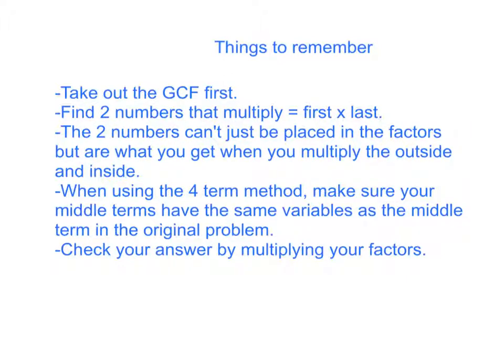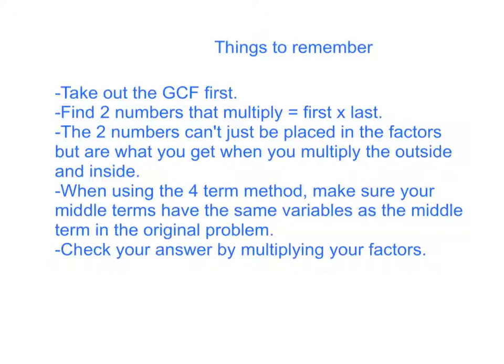certain number. Make sure you take the first times the last term. Where we didn't have to do that if I had just plain x squared, you do when you have a number other than 1 for that leading coefficient. So make sure you do take the first times the last. And then the two numbers that you come up with, you cannot just place them in the factors like we could with the easy x squared trinomials. You need to make sure those are the two numbers you get when you multiply the outside and the inside. Okay, so you're going to have to use the two factors to come up with those numbers. They aren't just going to be placed directly in there.